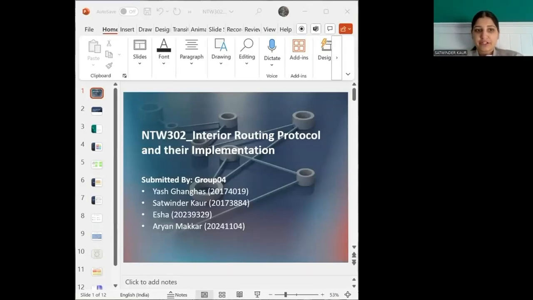Hi, we are Group 4, and today we'll be presenting our project on interior routing protocols and their implementation. Our group members are Yash, myself, Satwinder, Isha, and Aryan. For this presentation, I'll be giving you an overview and the introduction and the network scenario before my teammates continue with the technical details.